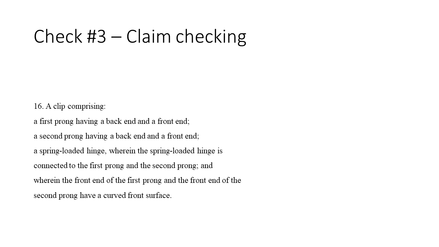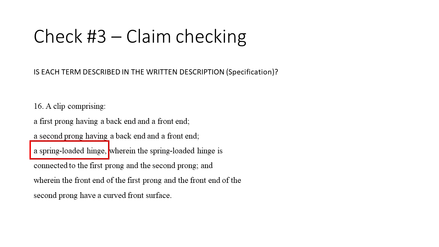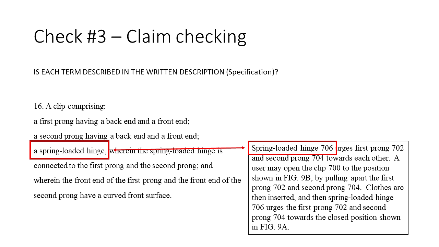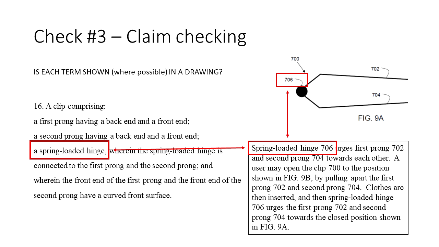Check number 3, claim checking. So here's an example of a claim, and for each element, we want to make sure that it is described and, where applicable, shown. So here, we'll just pick one, a spring-loaded hinge. Make sure that it is described in the written description, also known as the specification. So here we show that the spring-loaded hinge 706 is described in the written description part, and also that each term in the claim is shown in a drawing.